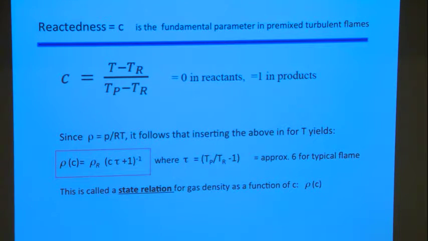And if you solve this now for density, and you assume pressure is constant, so you just replace temperature here with density, you get this. And tau now is this constant. And so this is our first state relation for premixed flames. It says that if you know C at any point, you can immediately determine the density by just plugging it into this equation. Okay, so that's a state relation.